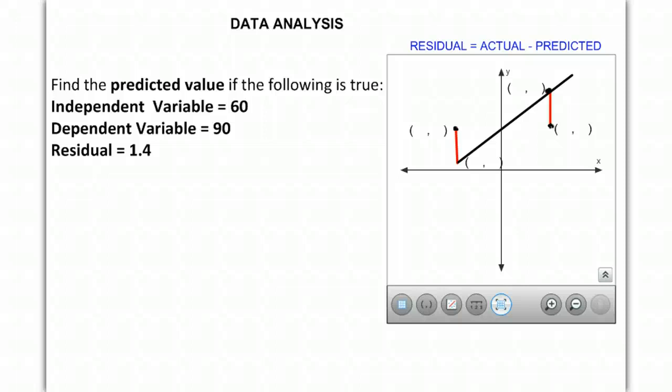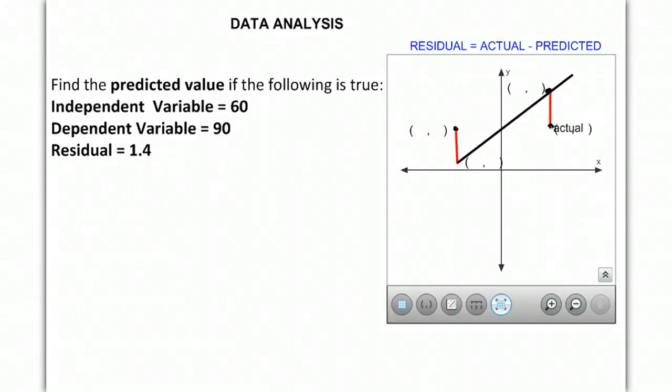Today we're going to have some practice with data analysis. And before we can do any of these problems, we have to get familiar with the terms. If we drew a graph here, which has a best fit line, first of all, we need to talk about what is the actual value, or the actual data value. And the actual data value is right here.